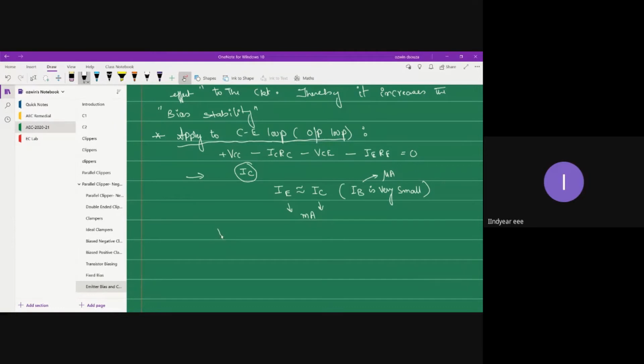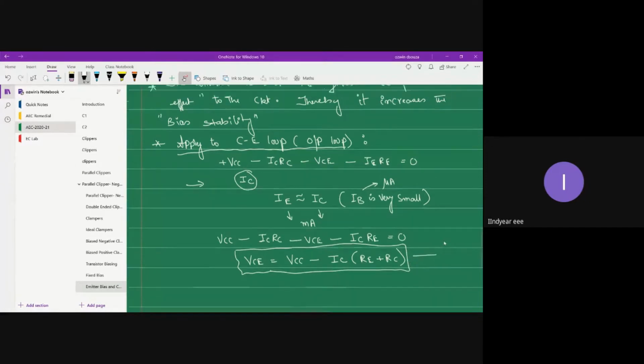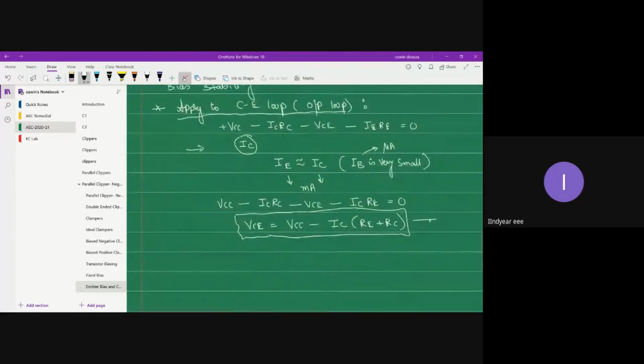Okay, due to which you can write the above equation as VCC minus IC into RC minus VCE minus, in place of IE, we can substitute IC, so IC into RE is equal to 0. Or the expression for VCE can be given as VCC minus IC times the sum of the resistance values. So this is your expression for transistor output voltage VCE, and let's call this equation 5.